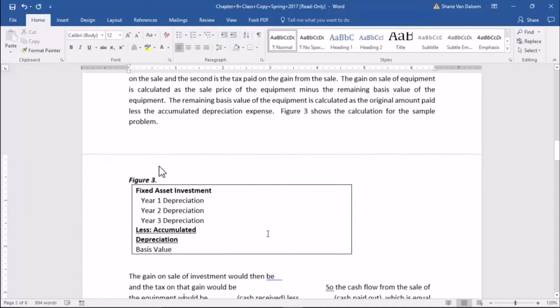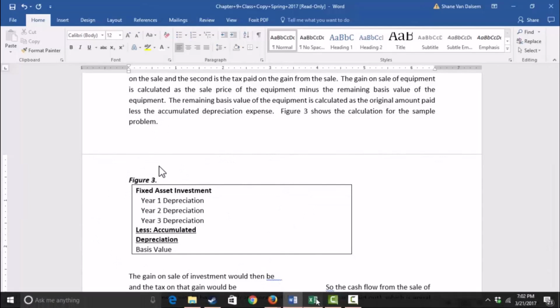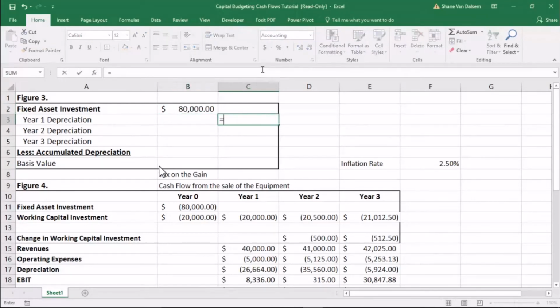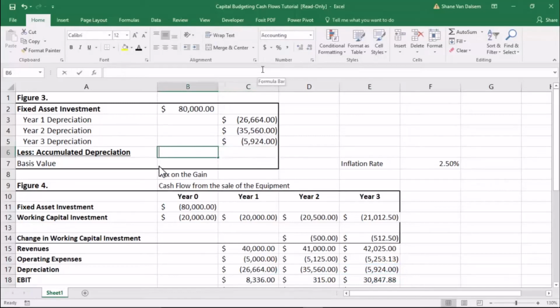So we're going to calculate this, but we're going to do it in Excel to make it a little easier. So I'm going to go up here to the top. Our fixed asset investment was the $80,000. So that was our basis value. And now we put in our depreciation for each year. So for year 1, it was $26,664. For year 2, it was $35,560. And for year 3, it was $5,924. So here our accumulated depreciation, I'm going to put in equals the sum of these 3.